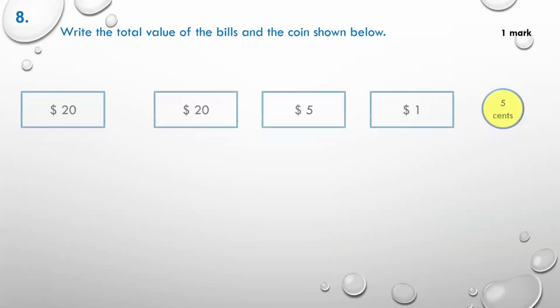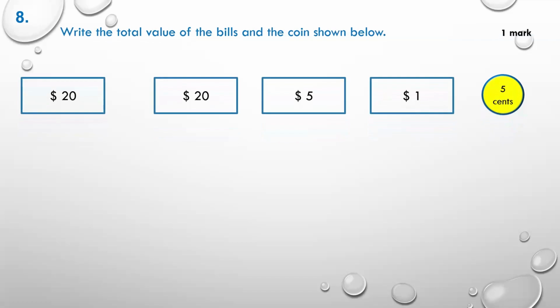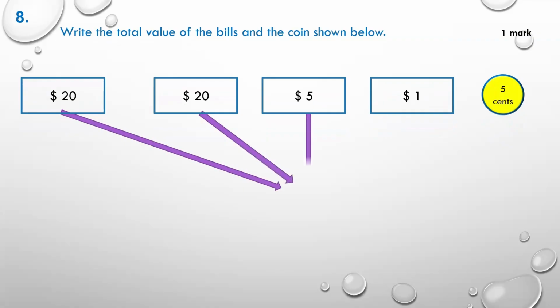So when we look at this question here, write the total value of the bills and the coin shown below. Because students are so good with money, right, we could do this pretty much in our heads. We have $20. And what are we going to do? Add another 20, that's 40, and add 5, 45, and add 1. So how much is that going to give us? 20, 40, 45, $46.